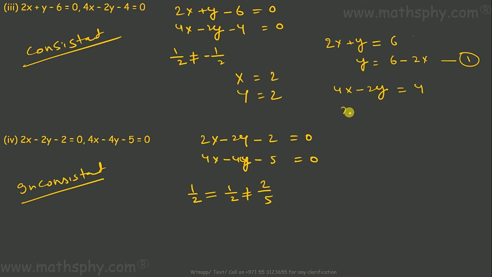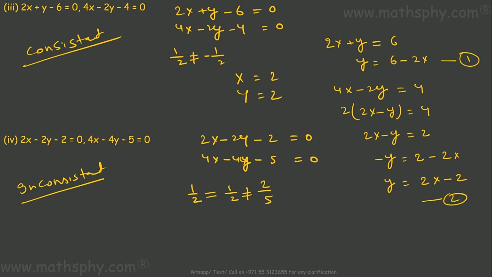Let's take 2 as common. So this will be 2x minus y equals to 2, 4 over 2. So negative y would be 2 minus 2x. So y would be 2x minus 2. That's my second equation. Now let's put them into the graph.